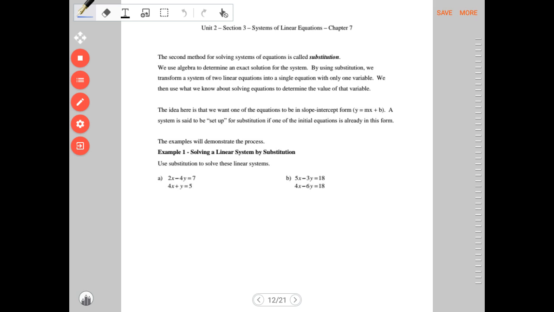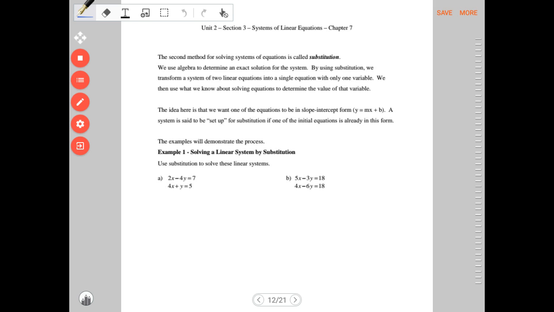Okay, the second method for solving systems of equations is called substitution. We use algebra to determine an exact solution for the system. By using substitution, we transform a system of two linear equations into a single equation with only one variable. We then use what we know about solving equations in algebra to determine the value of that variable. The idea here is that we want one of the equations to be in slope-intercept form, so a graphing one, y equals mx plus b.